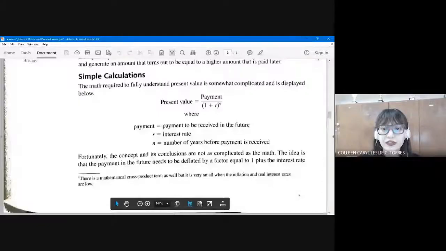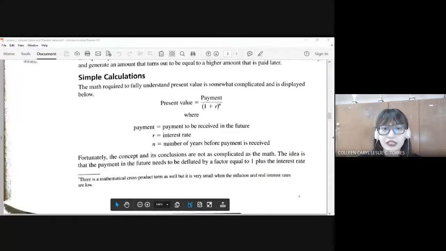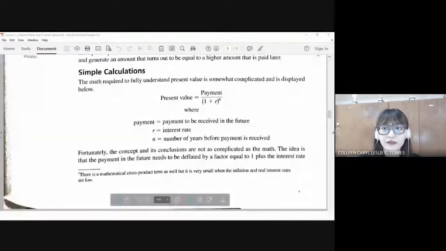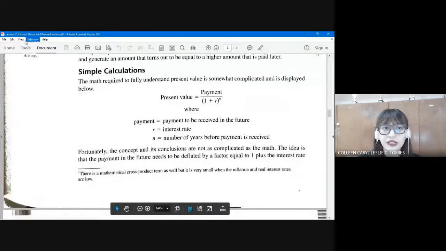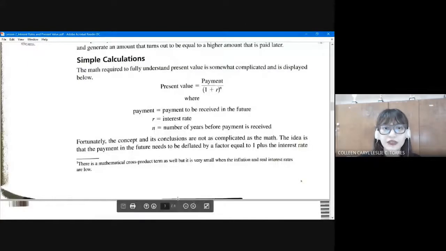All right, so going to the book, let's just discuss interest rates per se before we proceed to present value. Let me just adjust my taskbar settings. Okay, and go to read mode.